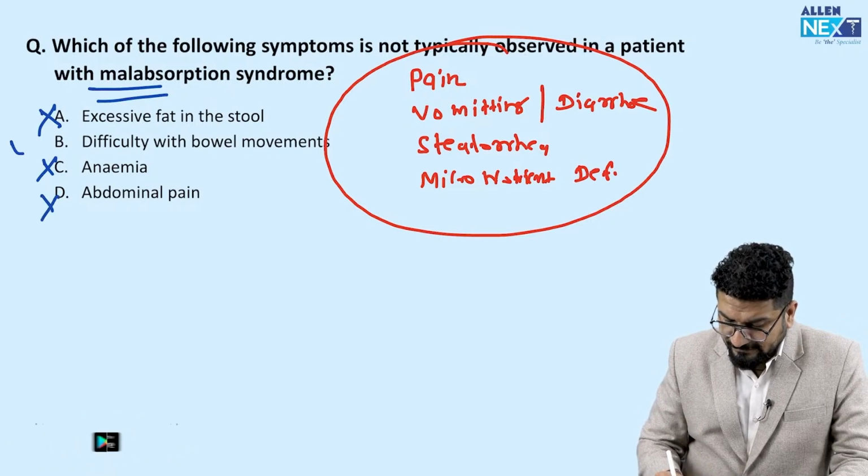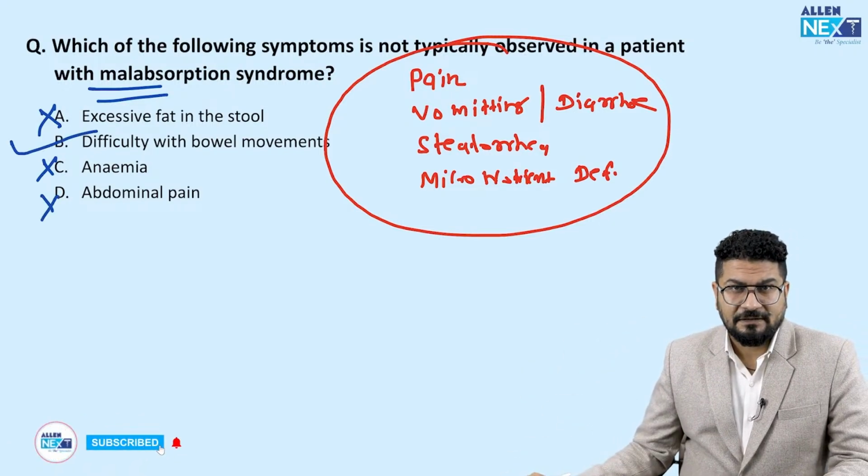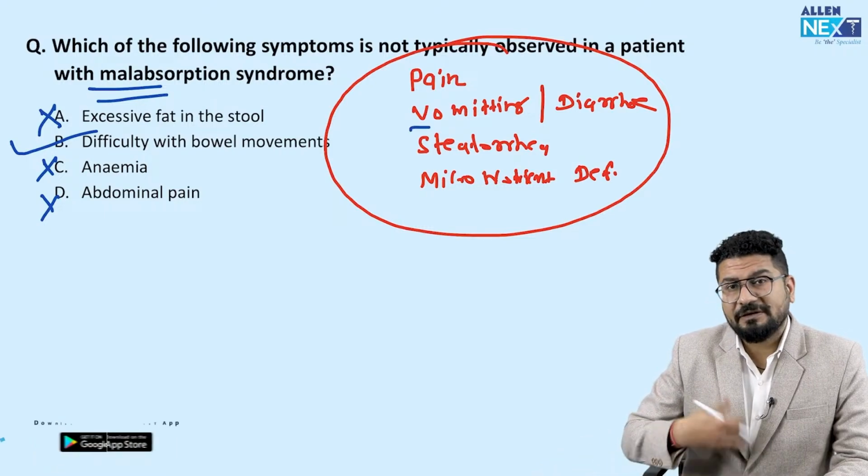Abdominal pain is seen, yes. Difficulty with bowel movement is usually not seen. In fact, patients have diarrhea, so bowel movement will be more.